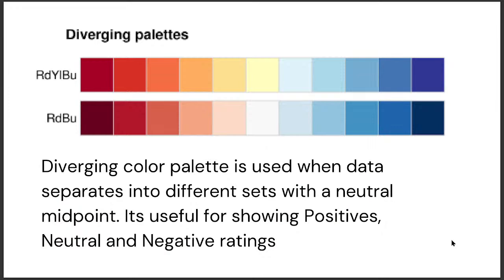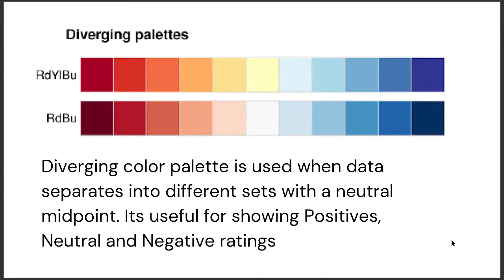Diverging palette. Now, diverging palette is used when data separates into different sets with a neutral midpoint. It is useful for showing the positives, neutral, and negatives. So you can use it for showing positive, neutral, and negative ratings. Let's break it down a bit. So you have two colors here, and then you have a neutral color.